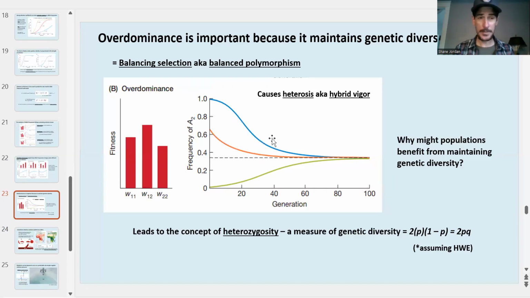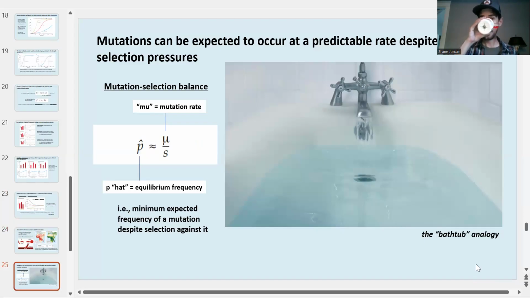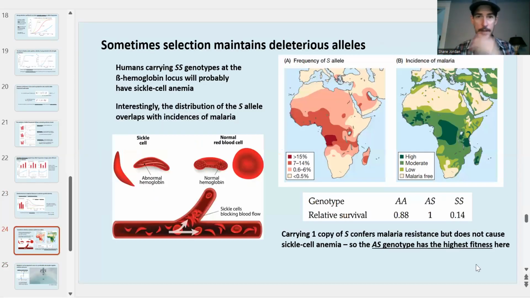Carrying two different copies of an allele at a particular locus can be more beneficial than only carrying one copy. In some cases, carrying one copy can be downright lethal, and in other cases, carrying one copy could just be less beneficial than carrying two different copies. And so this points toward this idea that even though there are deleterious alleles that exist, sometimes they still are maintained via natural selection because of different environmental pressures.